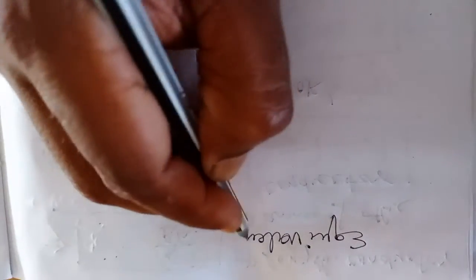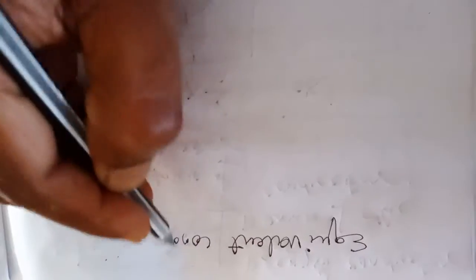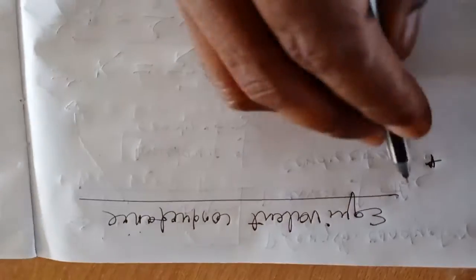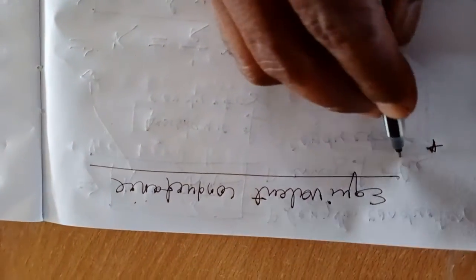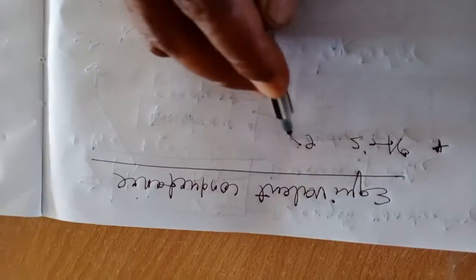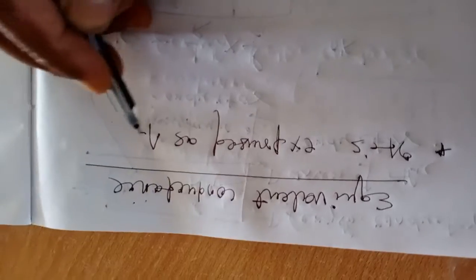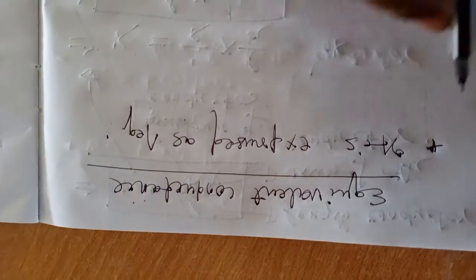Now we will study equivalent conductance. Equivalent conductance is expressed as lambda Q. Okay.